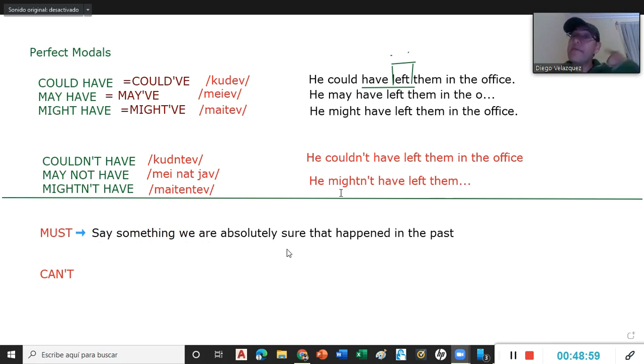Different from could, may, and might, that are to say it's possible, in the case of must is when you say that you are completely sure that something happened in the past, okay? So in this case, we are practically eliminating possibility. We are practically speaking of certainty, certeza, okay, my friends? So if you want to look at this as a possibility, it is when I say that I am 100% sure about a past situation, okay?